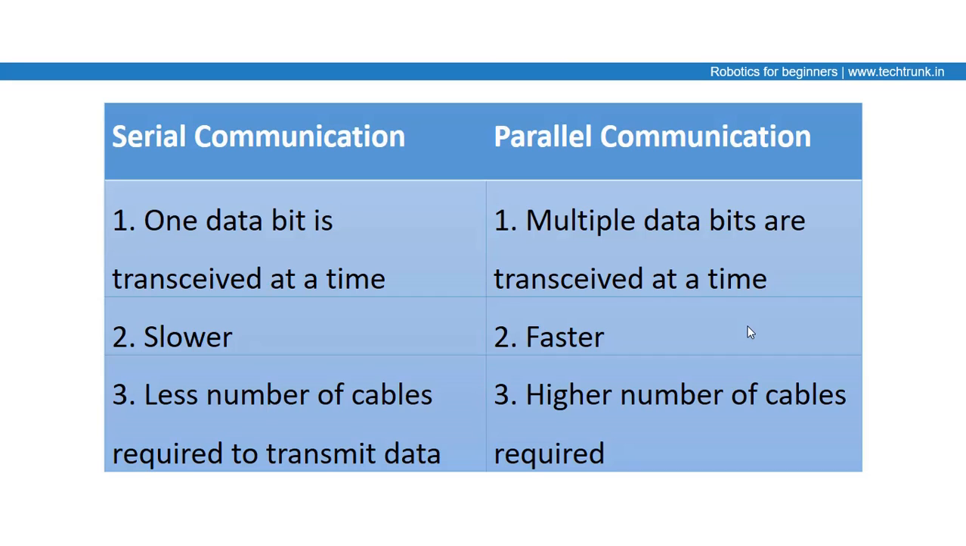Because only one data bit is transceived at a time, it will take more time for a complete data byte to be received, so serial communication is slower. Comparatively, parallel communication is quite faster because multiple data bits are transmitted at a time. So byte by byte transmission is done, whereas in serial communication, bit by bit transmission is done. The benefit of serial communication is that you need fewer cables to transmit the data, whereas in parallel communication, you will need a higher number of cables to transmit the data between one device and the second device.